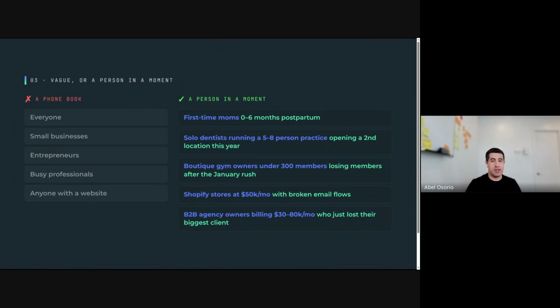Good ICPs: first-time moms. So in blue, we have the persona, and in green, we have the situation: 0 to 6 months postpartum. So now we are talking to a real woman going through a real situation that we can describe, that we can explain, that we can connect with.